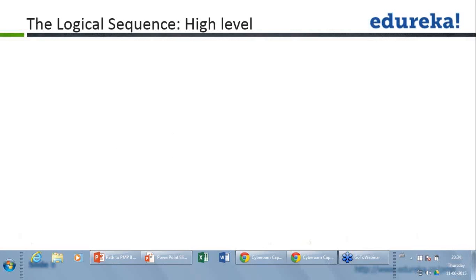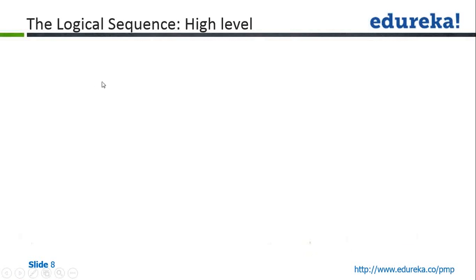So let us have a complete overview of these processes here. Once the project is kick-started, the very first process in the project is develop project charter. In any project, this is going to be the first process, and the output of this process is going to be the project charter. The project charter, as I told you, is an agreement between the senior management and the project manager.